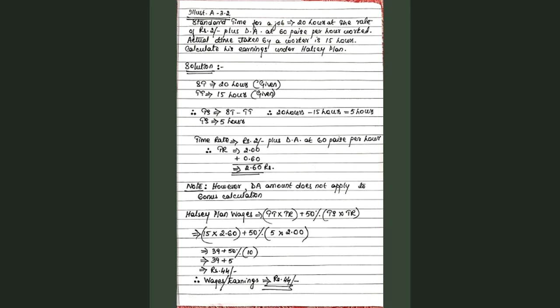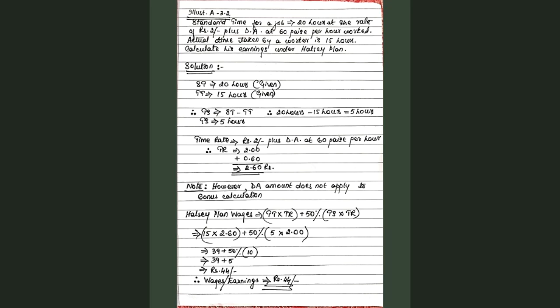And the portion of the formula which starts with 50% of time saved into time rate is regarded as the bonus, and this bonus is paid to efficient workers. Now when we do this calculation of dearness allowance or DA, DA should only be computed in the minimum guaranteed wage, that is, in the first part of the formula, where you consider the time rate. You should not take the DA in the time rate which appears in the bonus part of the formula. So, having understood this much, let us try to work out the problem.